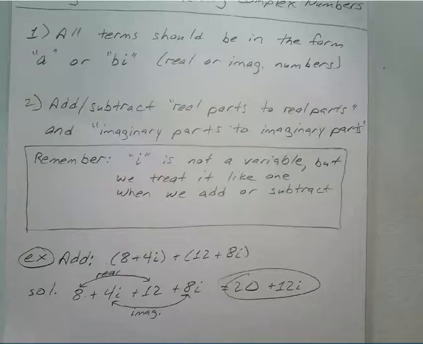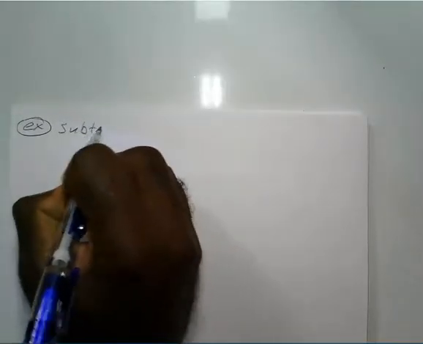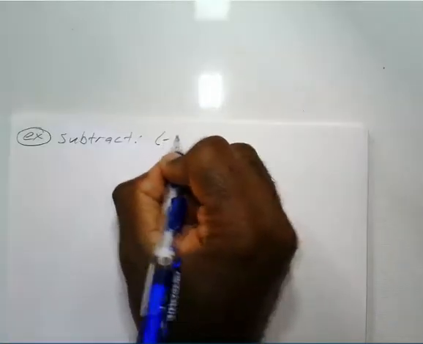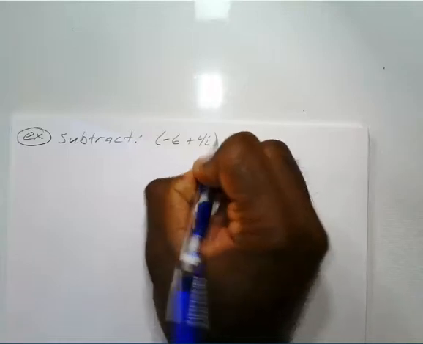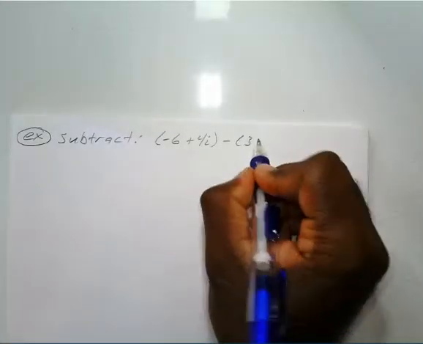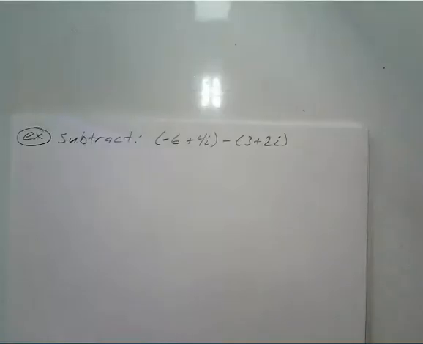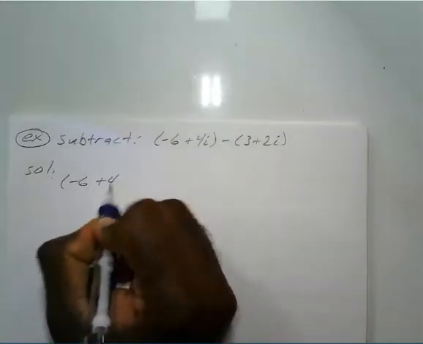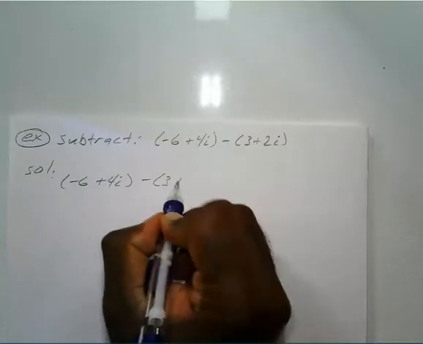Okay, so let's go ahead to our next example. For example, if you wanted to subtract, say we have negative 6 plus 4i minus 3 plus 2i. We go ahead and solve this. I'm going to rewrite it: negative 6 plus 4i minus 3 plus 2i.